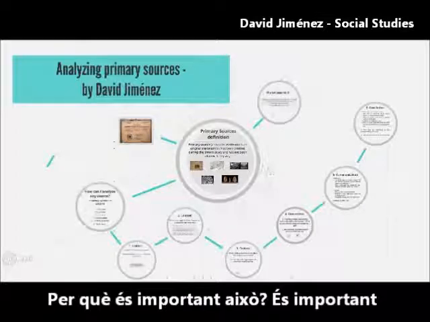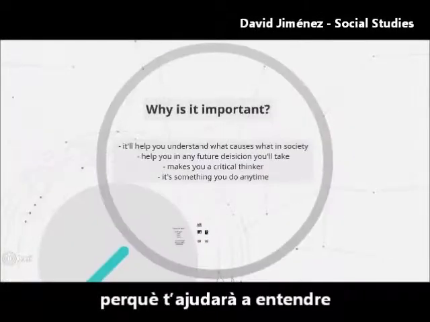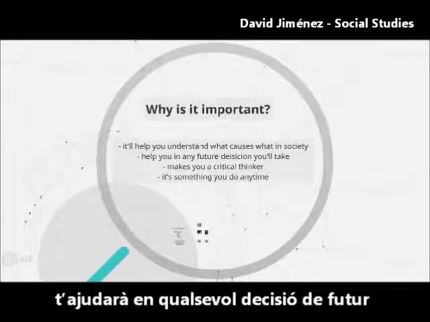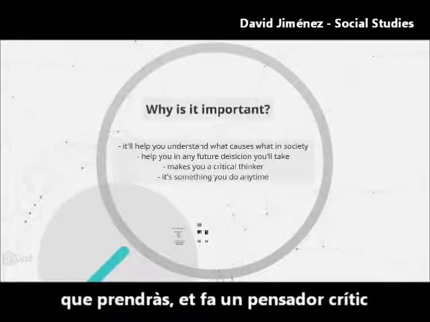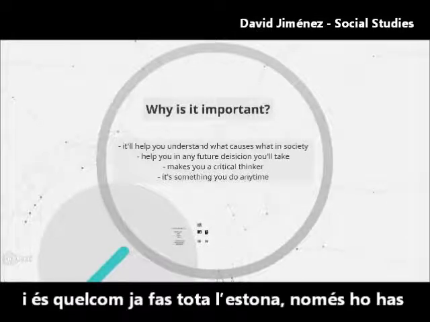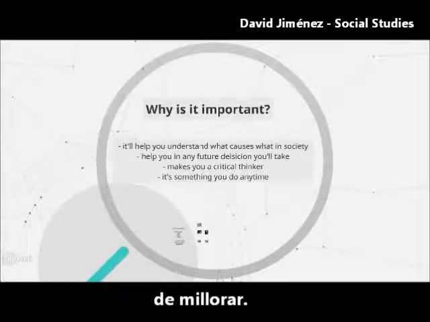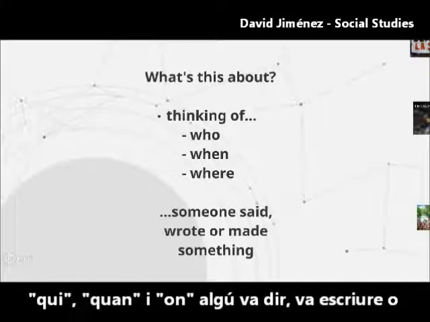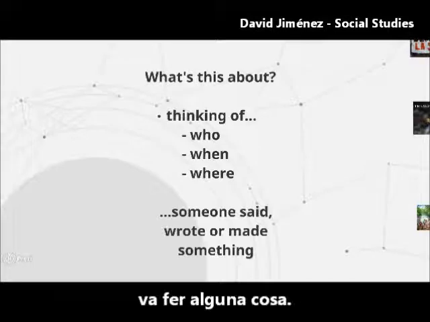Why is this important? Well, it will help you understand what causes what in society. It will help you in any future decision you'll take. It makes you a critical thinker, so it makes you smarter. And it's something that you do anytime. You only need to get better at it. What is this about? This is about thinking of who, when, and where someone said, wrote, or made something.